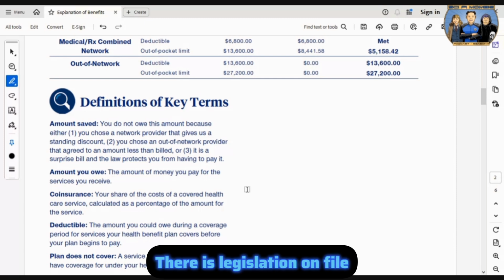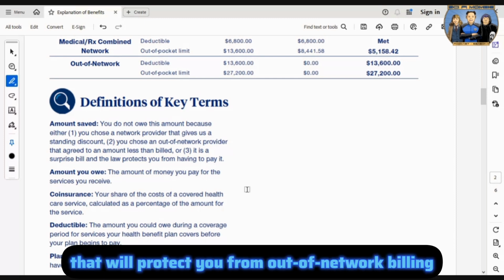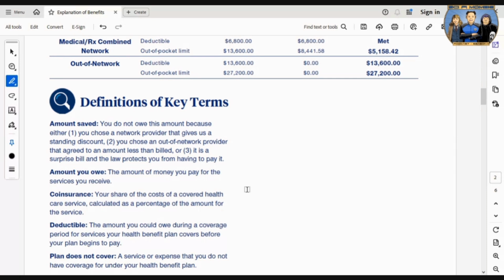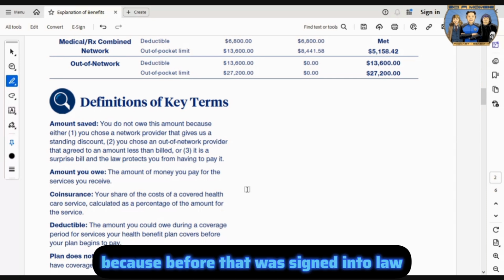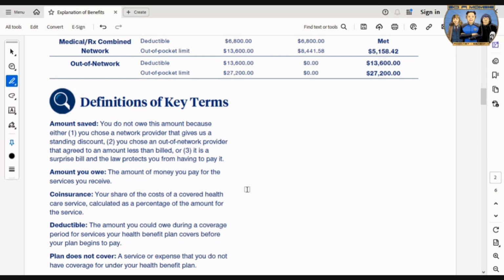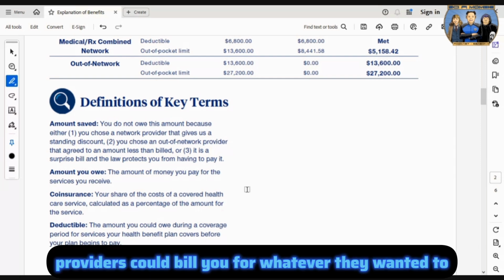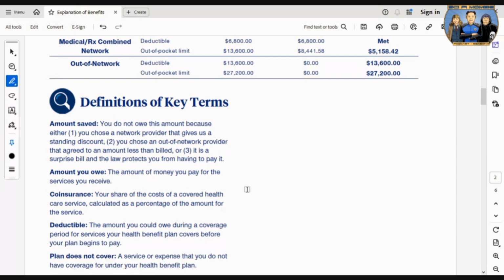There is legislation on file that will protect you from out-of-network billing, which is nice. Because before that was signed into law, providers could bill you for whatever they wanted to if you were out of network.